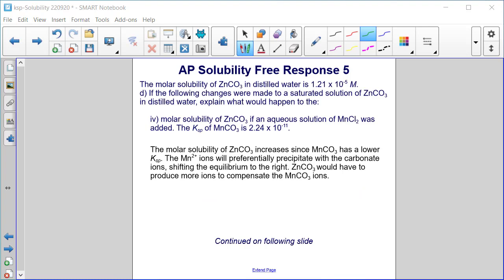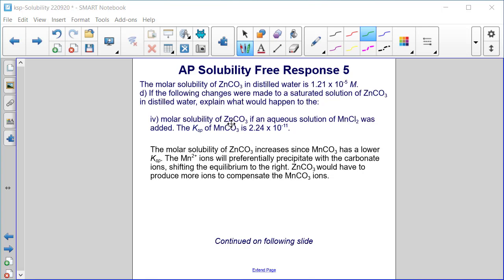D. If the following changes were made to a saturated solution of zinc carbonate in distilled water, explain what would happen to the part 4 molar solubility of zinc carbonate if an aqueous solution of manganese chloride was added. If the Ksp of manganese carbonate is 2.24 times 10 to the minus 11. The molar solubility of zinc carbonate increases since manganese carbonate has a lower Ksp.